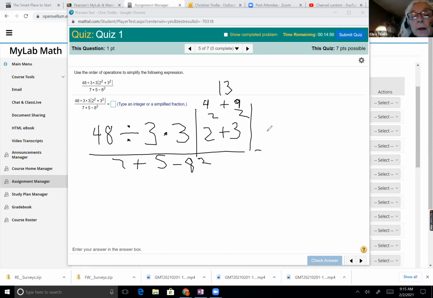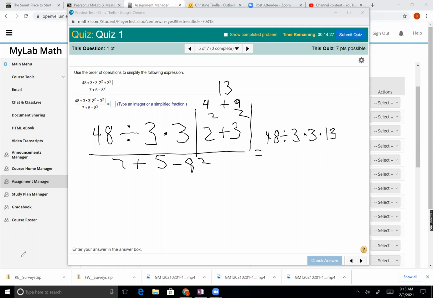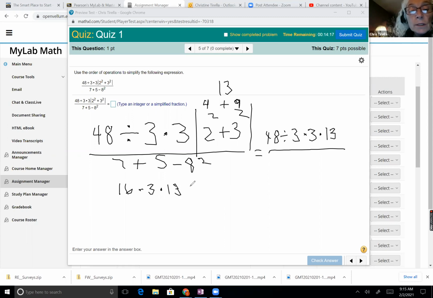That numerator becomes 48 divided by 3 times 3 times 13. Now with this, you have to be careful because remember with your order of operations, all that's left is multiplication and division, and that's all one step as it comes from left to right. And so 48 divided by 3 is 16 times 3 times 13. 16 times 3 is 48.